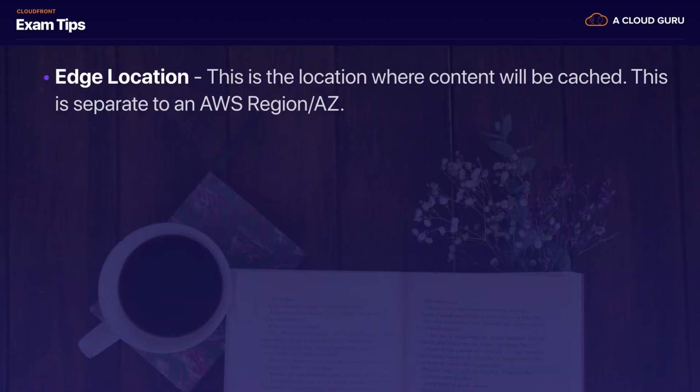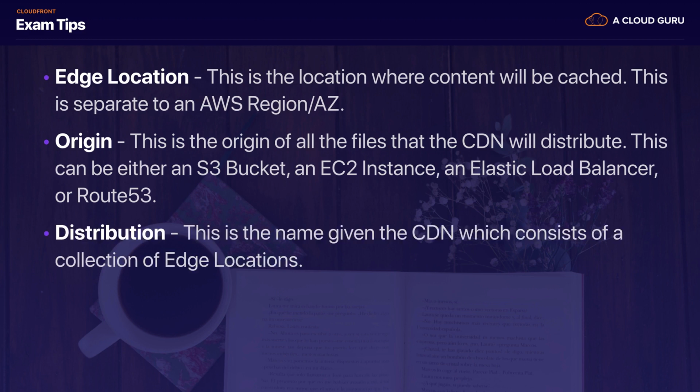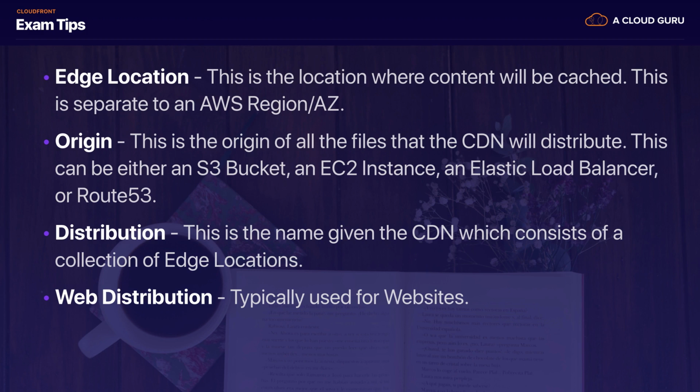So what are my exam tips? Just remember what an edge location is. This is the location where content will be cached, and it is separate to an AWS region or availability zone. Remember what an origin is. This is the origin of all the files that the CDN will distribute. It can be an S3 bucket, an EC2 instance, an elastic load balancer, or Route 53. Also remember that a distribution is the name that's given to the CDN, which is a collection of edge locations. A web distribution is typically used for websites, whereas RTMP is used for media streaming.